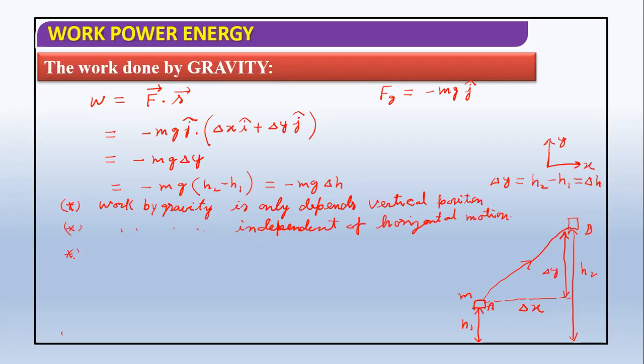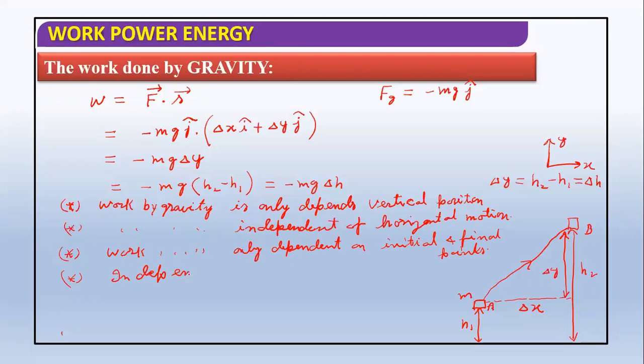Then in this expression, you have final height and initial height only. How the object is going, whether it is going slowly or with high speed, or what kind of path it is taking, that is not important. What is important is only the initial and final point. So it depends only on initial and final points, independent of path. So work by gravity is only dependent on initial and final points, independent of path.